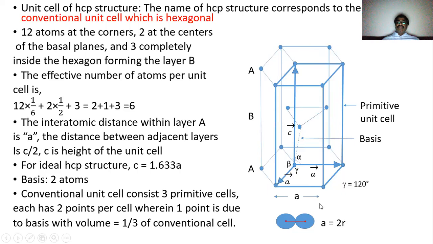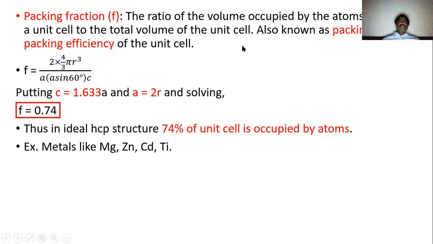It is clear here. And if you look at the basal plane here, you will find that the atoms are arranged in such a way that the distance between their centers is equal to the lattice parameter a, and the distance between the centers is equal to 2r. If we consider the radius of each atom as r, then it will be r plus r equal to 2r. So a equal to 2r, it is the characteristic relation in case of the unit cell of the hexagonal close packed structure.